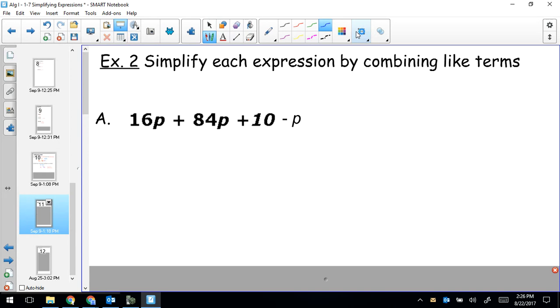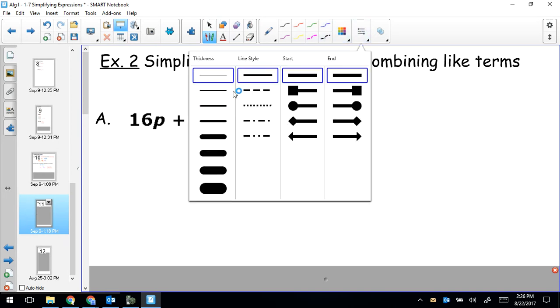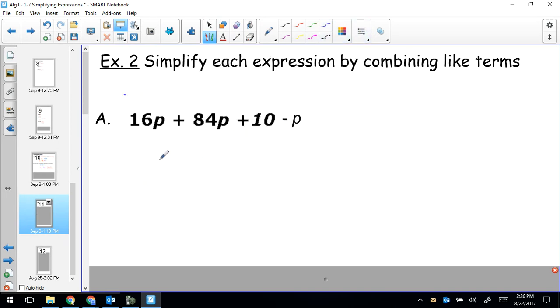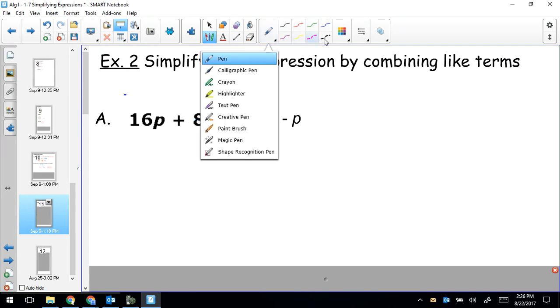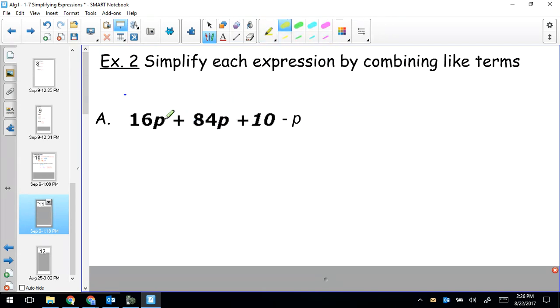All right, let's do blue pen. Why not? Skinny line. All right, so think about like terms. I like to use the highlighter when I'm talking about like terms. So I'm going to highlight any of the P terms: 16P, 84P, negative P. Now I'm going to add all of those like terms together.